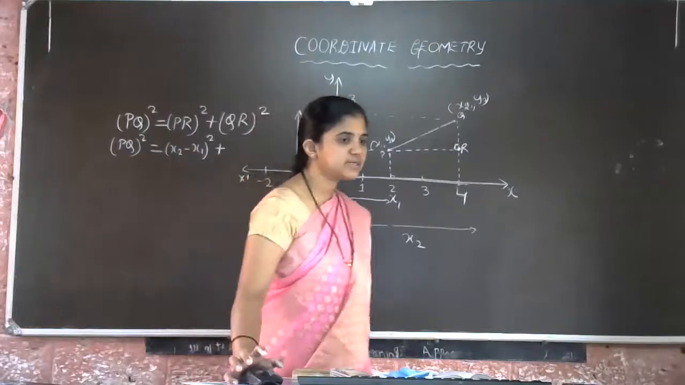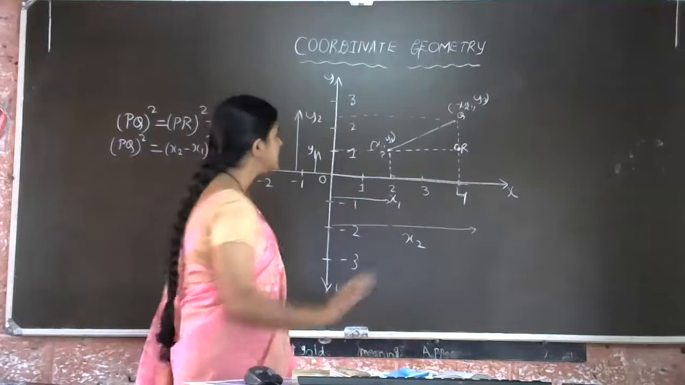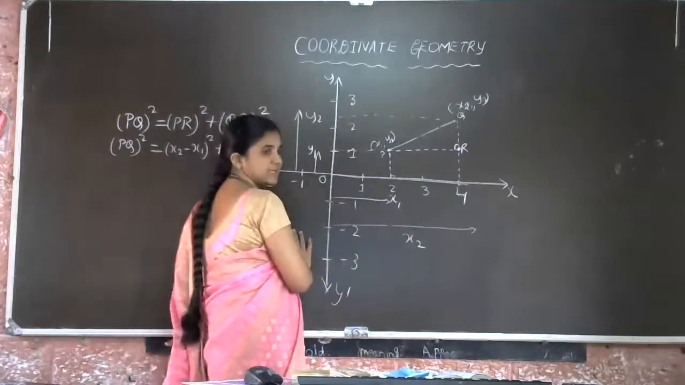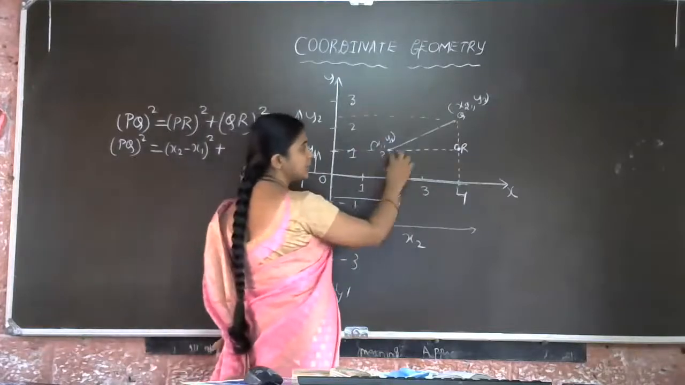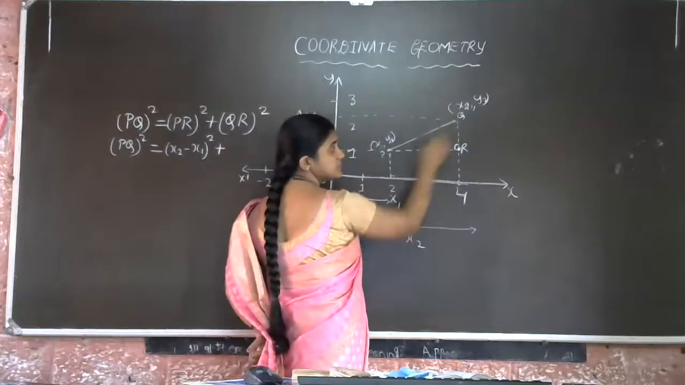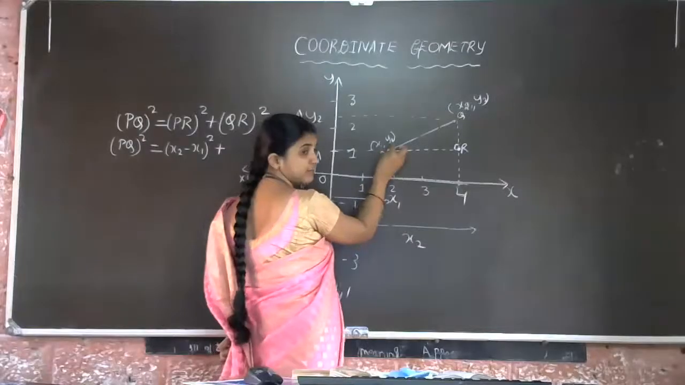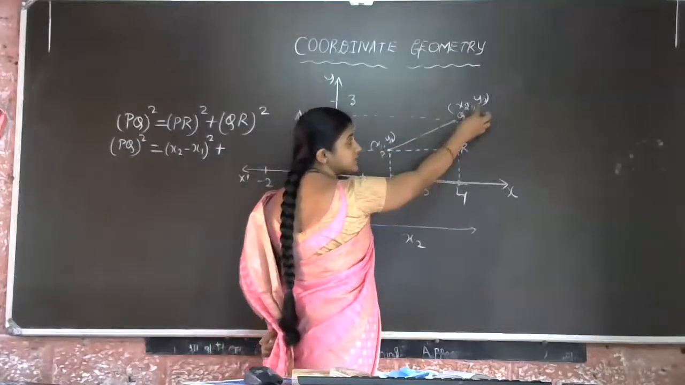Okay, students. So we are discussing the derivation of the distance formula. Here you can observe this Cartesian plane. Here I took one point P and point Q. So we have to find the distance of this PQ. P coordinates are x1, y1 and Q coordinates are x2, y2.